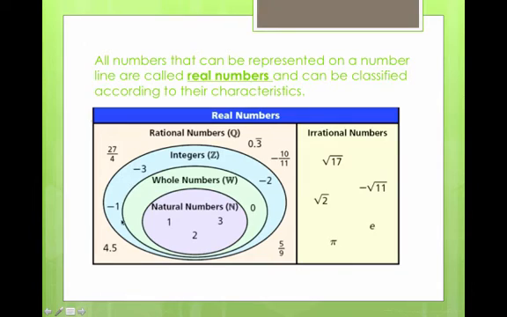Then going out one more, we've got integers. We add all of the negative numbers. And finally, we come to this outer ring of rational numbers where you see we've got fractions and decimals with repeating digits. And we'll look at all these examples in a minute. And then finally, irrational numbers, which do not fit any of these definitions.